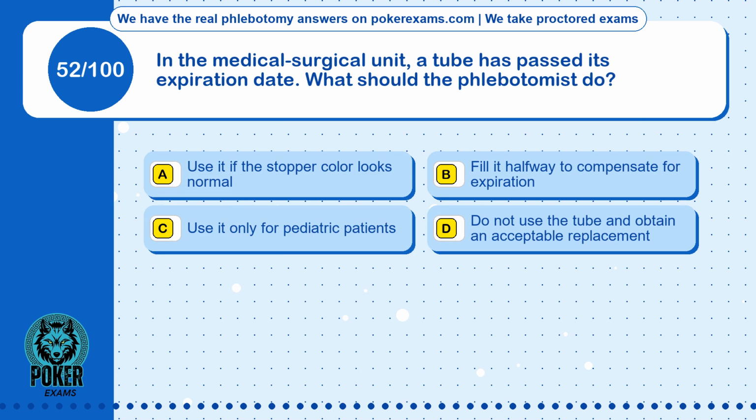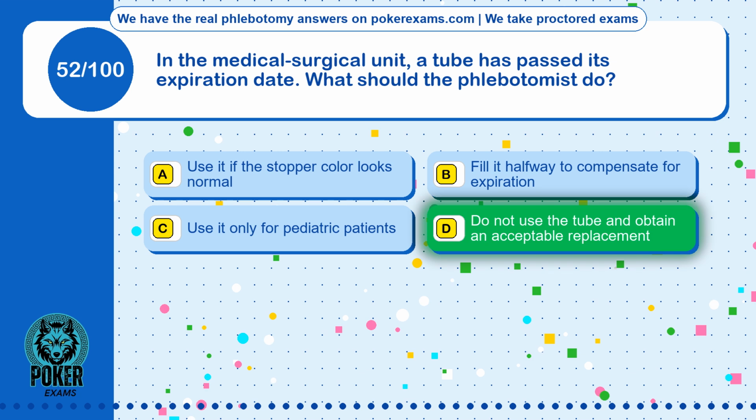Question 52. In the medical surgical unit, a tube has passed its expiration date. What should the phlebotomist do? Option A, use it if the stopper color looks normal. Option B, fill it halfway to compensate for expiration. Option C, use it only for pediatric patients. Option D, do not use the tube and obtain an acceptable replacement.